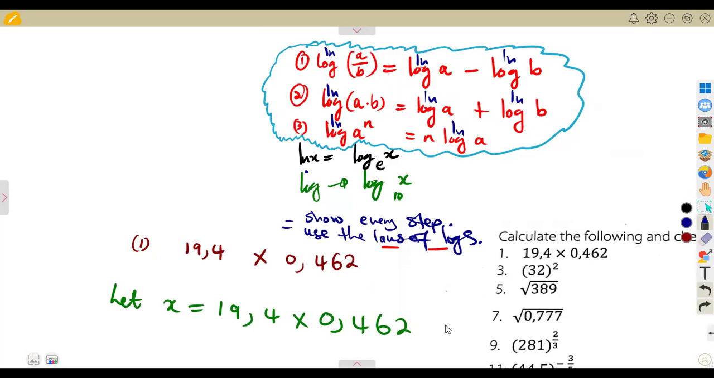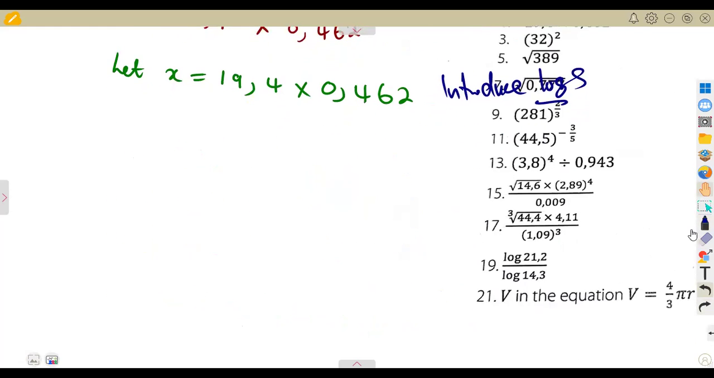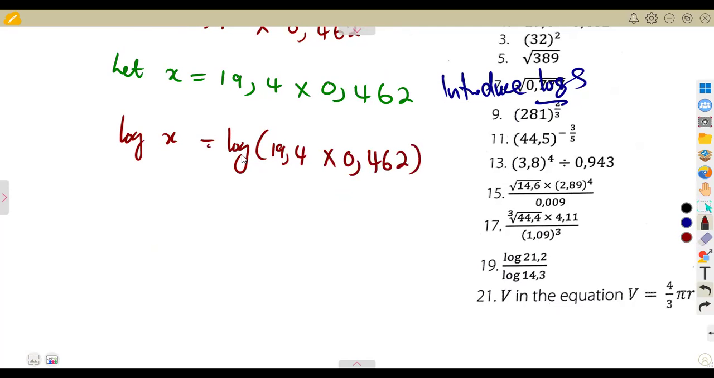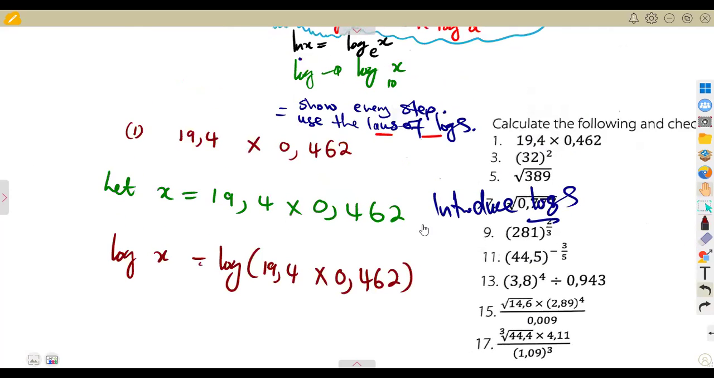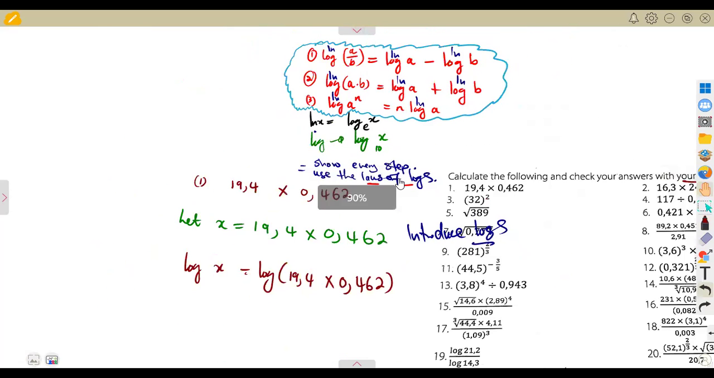All right, so at this stage, if you are to introduce the logs in this case, let's say I introduced a log which is in the base of 10. So you are going to introduce the logarithms both sides of the equation. So it's going to be the log of x, which is equal to the logarithm of what is on the right-hand side, which is 19,4 times 0,462 under a single logarithm. As long as the logarithms are being introduced, that means we are going to use this concept. We are going to apply the laws.